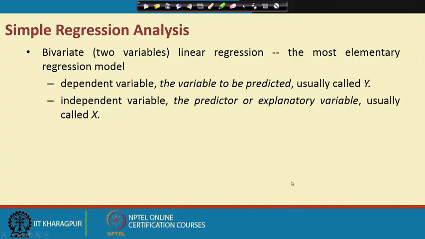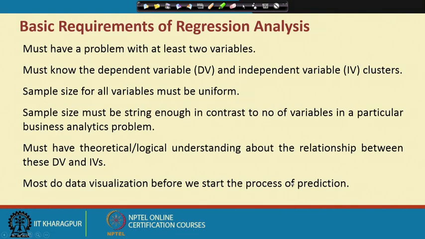In simple regression analysis, we deal with two variables, one is the dependent variable and the other is the independent variable. It is the game between a predictant and predictors, or explained and explanatory. So this is the kind of structure through which you have to discuss.